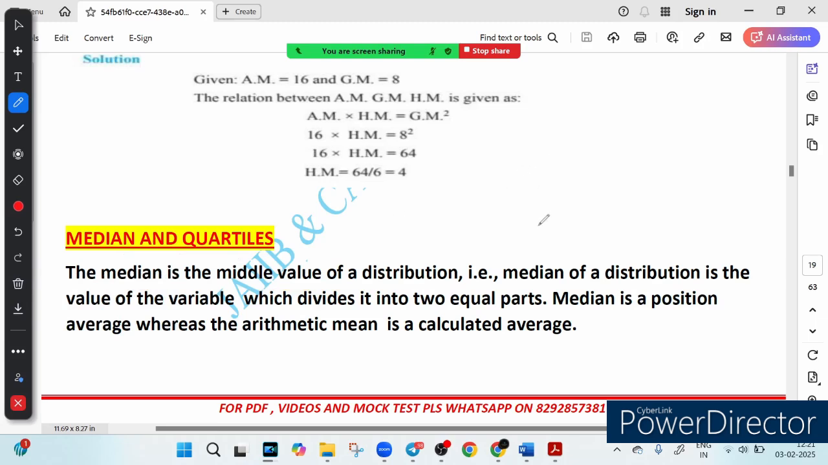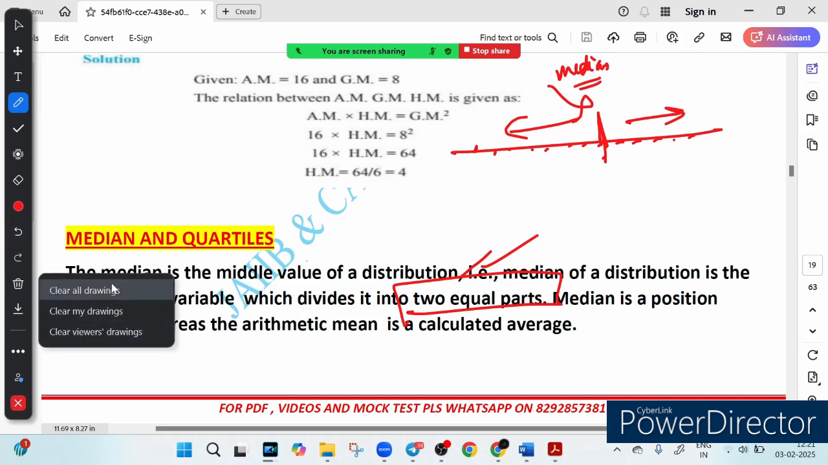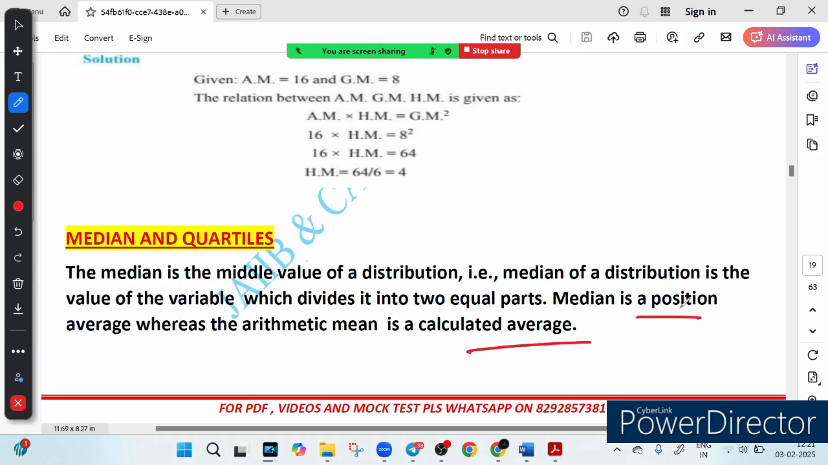So we have a distribution. Suppose this is the distribution, and these are the points. You find a middle point which divides the entire observation into two equal parts. Here the keyword is two equal parts. You find that particular point which divides our distribution in two equal parts, and this point is what we call the median. So median is a position average, whereas the arithmetic mean is a calculated average. That's the difference between median and average.